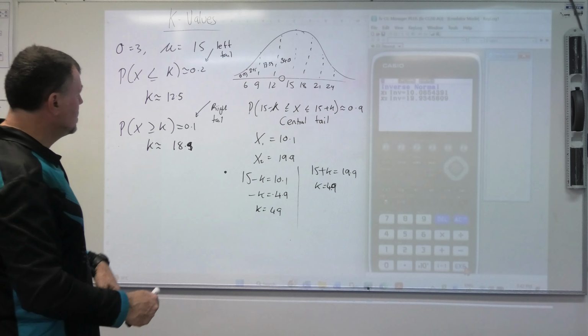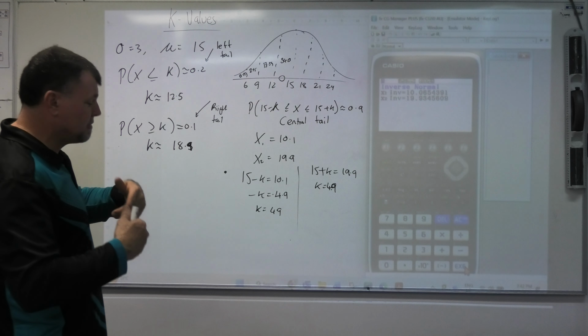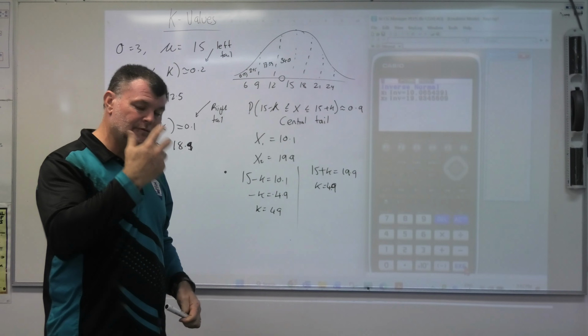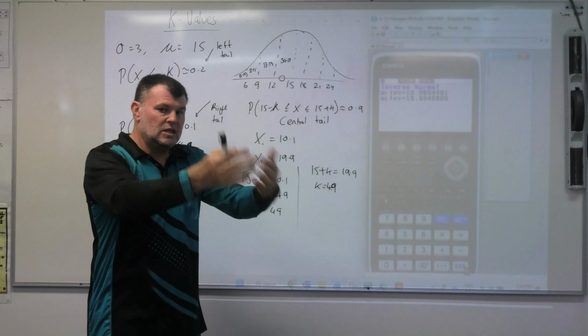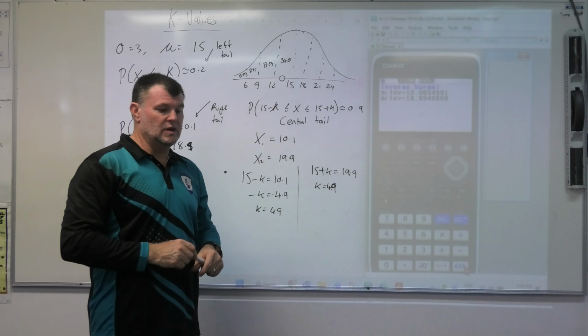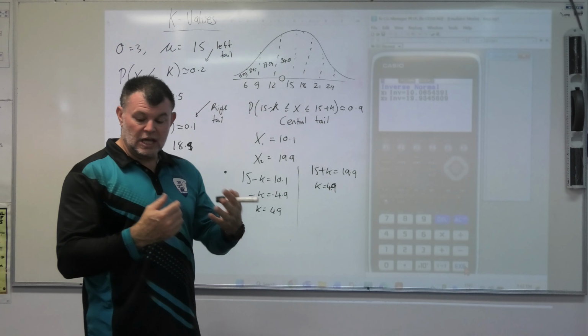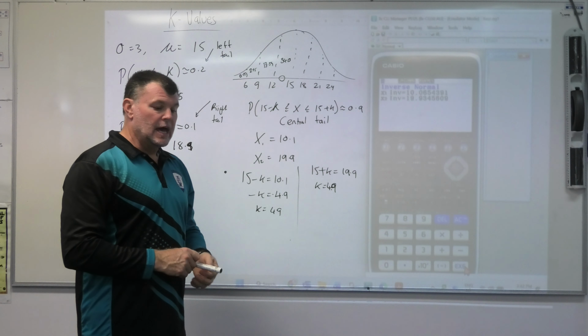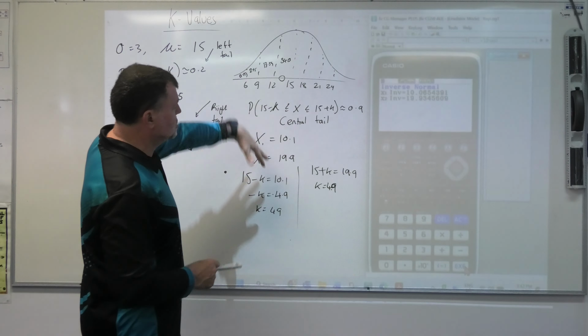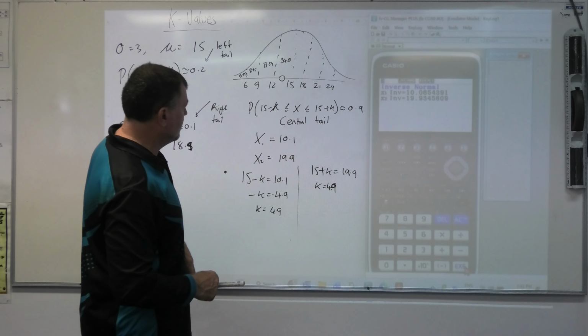So this is what we're working with in terms of k values. We're now introducing the inverse norm. We're reversing the normal distribution calculations we've done. In the next video, we're going to look at a couple more examples in terms of how we can use the normal distribution curve with z-scores.